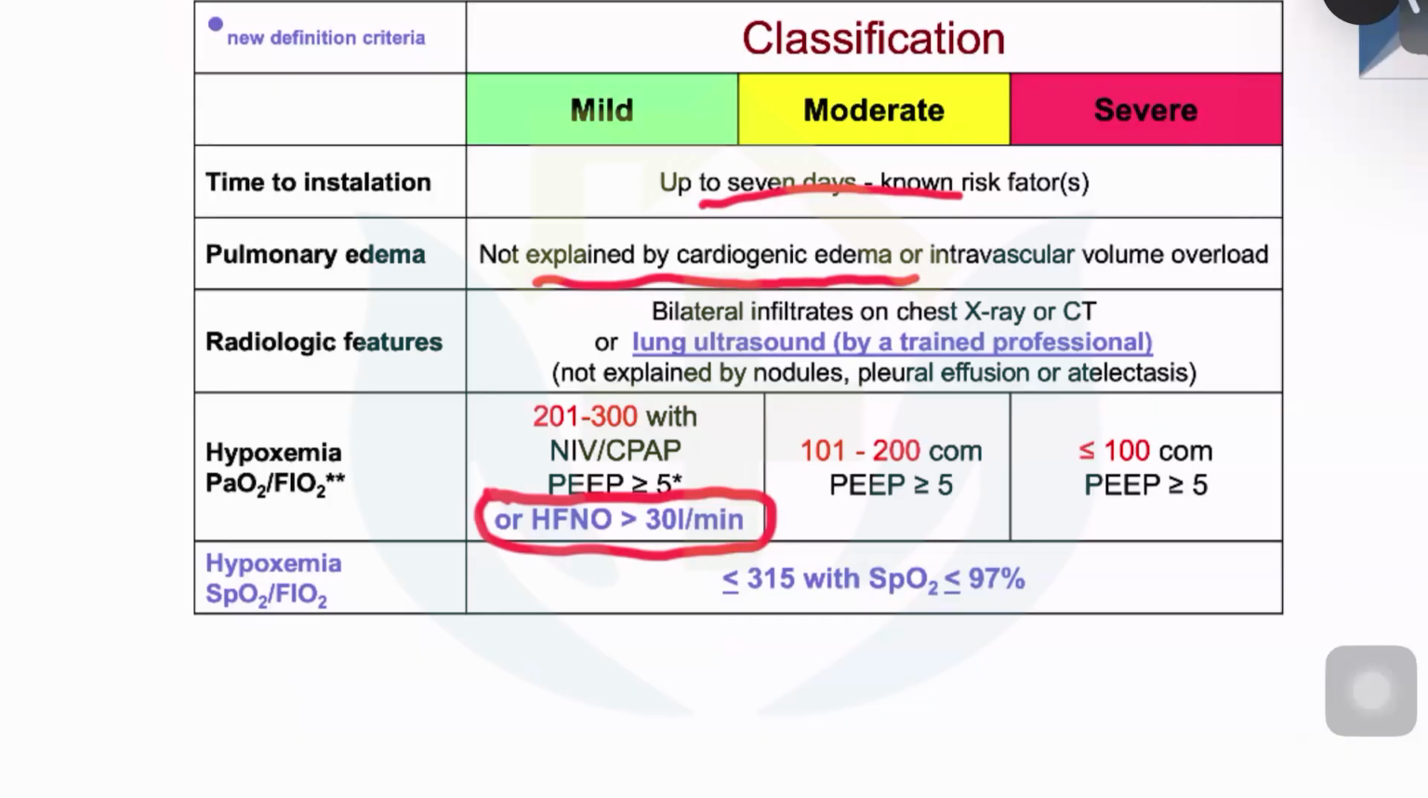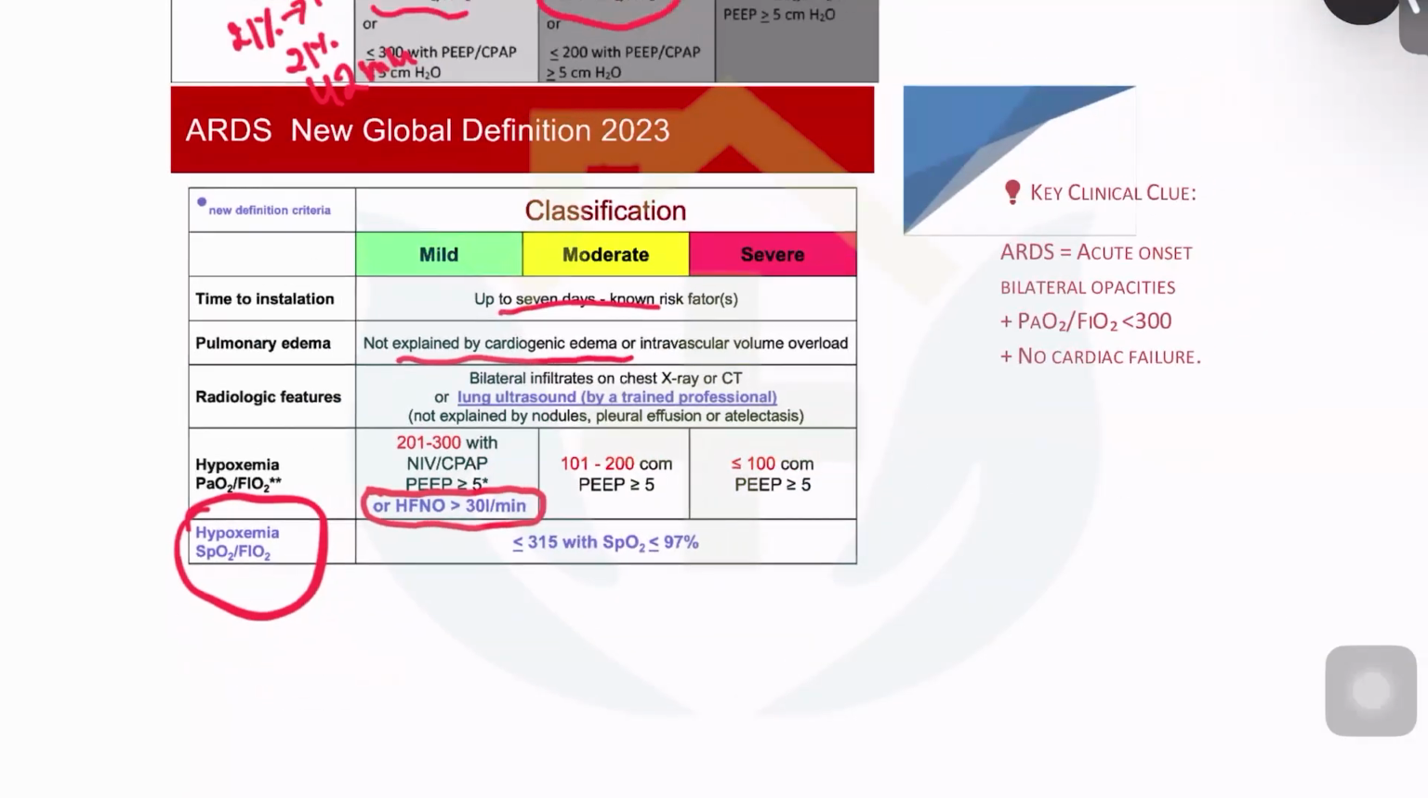And now saturation versus FiO2 ratio has also been introduced, which was not there earlier on. So earlier we used to have only PF ratios. Now we have SF ratios also. So if the saturation is less than 97 and the PaO2 is less than 315 on 100% oxygen, then we can say that the patient has ARDS.